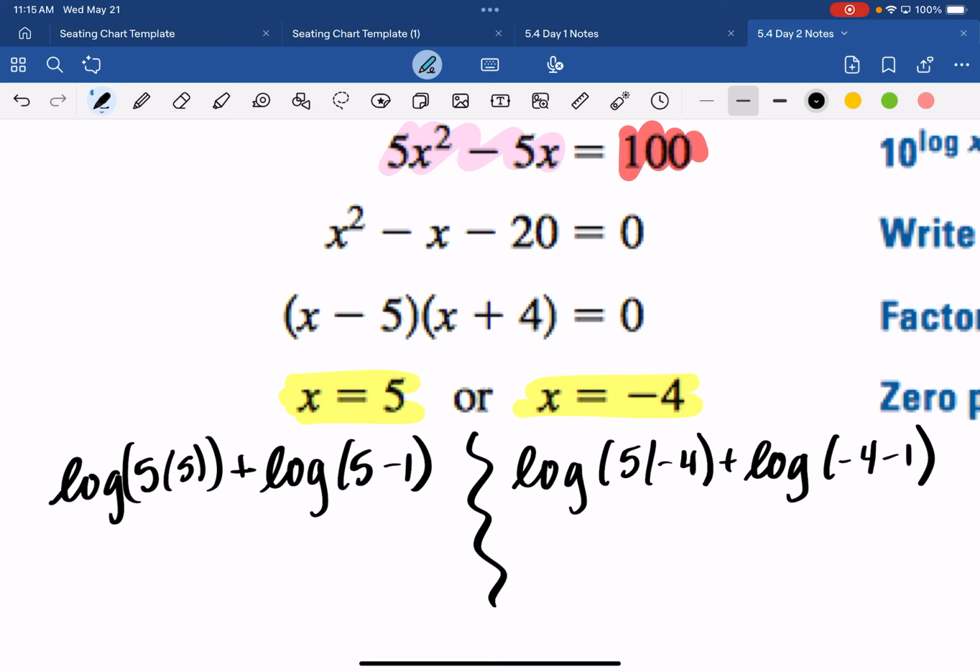Okay? Doesn't mean you did it wrong. It just means we'd have a negative log. We can't have that. All right. Any questions on this last one?